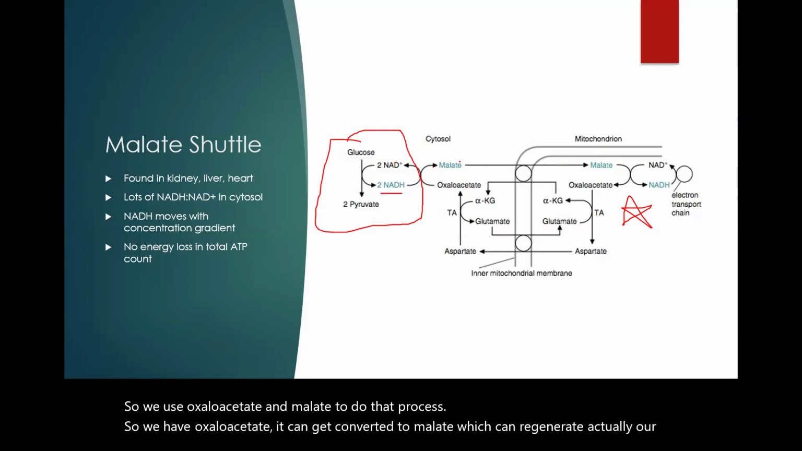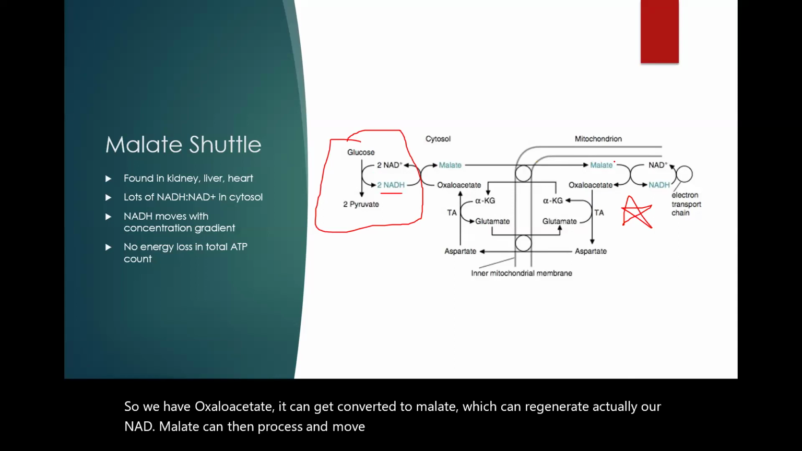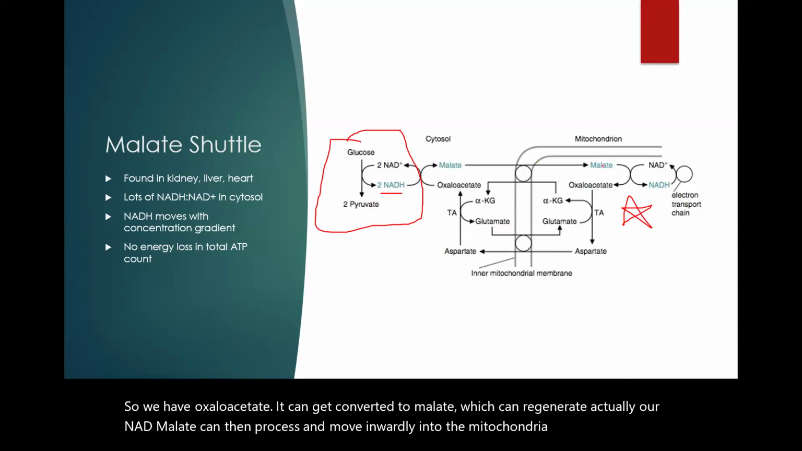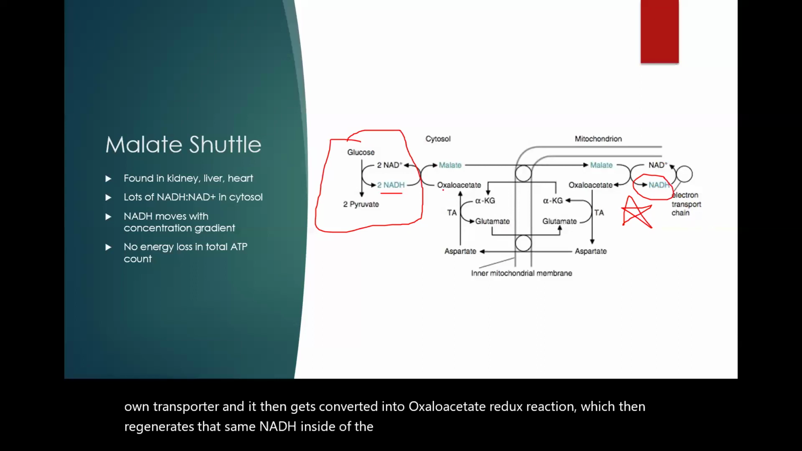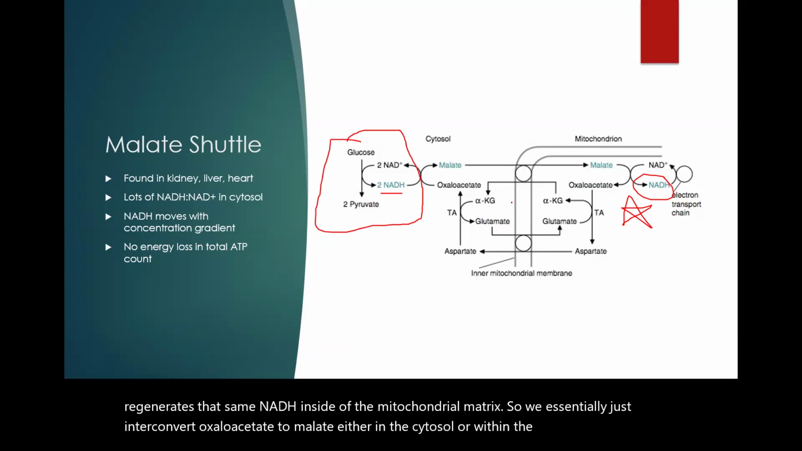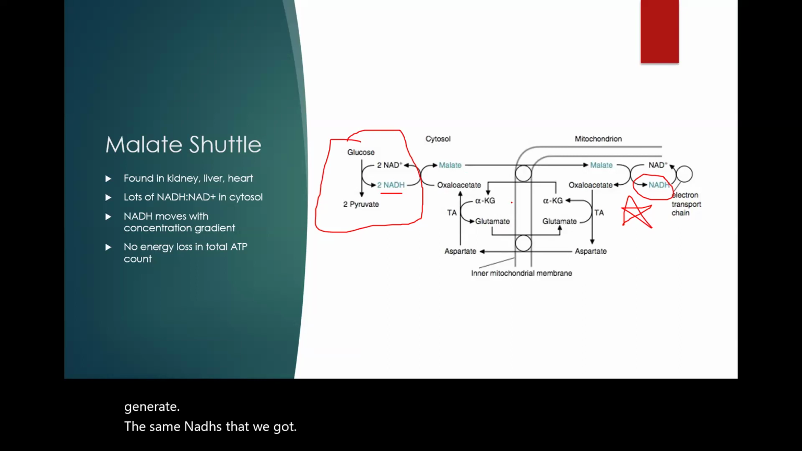Malate can then move inwardly into the mitochondria freely through its own transporter, and it then gets converted into oxaloacetate, a redox reaction, which then regenerates that same NADH inside of the mitochondrial matrix. So we essentially just interconvert oxaloacetate to malate, either in the cytosol or within the mitochondrial matrix, to generate those same NADHs that we got from our process of glycolysis.